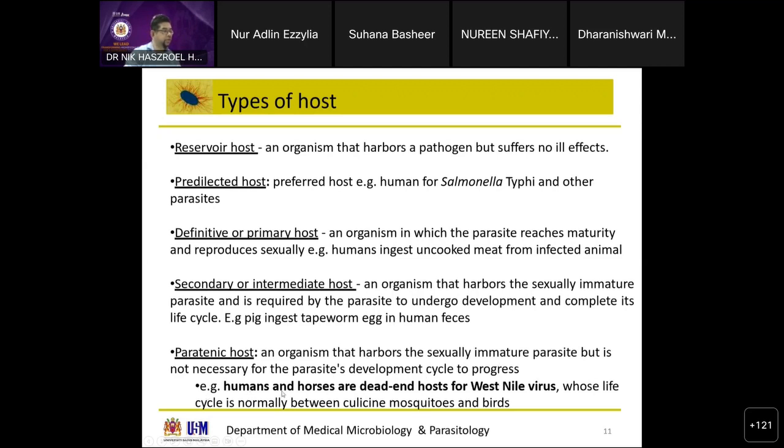For example, humans and horses are dead-end hosts for West Nile virus, whose life cycle is normally between Culex mosquitoes and birds. So humans and horses are dead-end hosts for West Nile virus because they are not usually part of the life cycle. The life cycle is usually between the mosquito and the birds, but humans and horses are the end hosts. So we call humans and horses paratenic hosts.